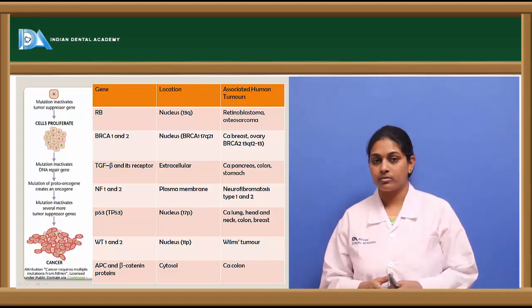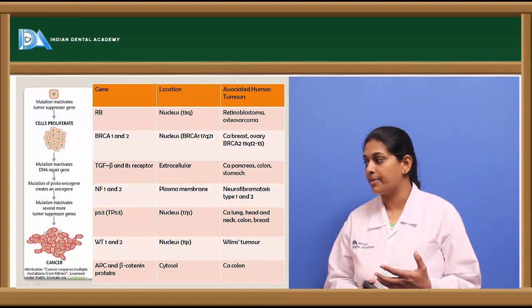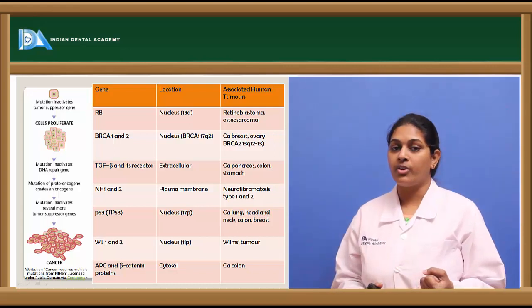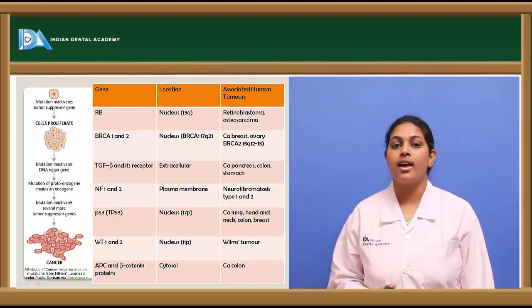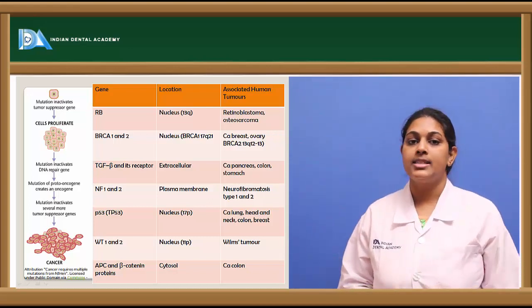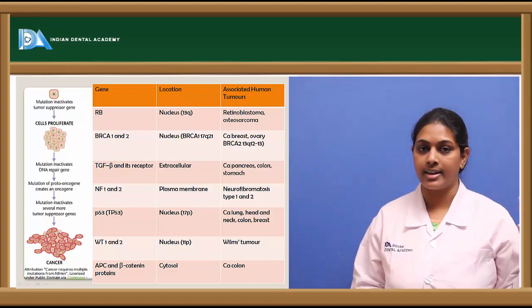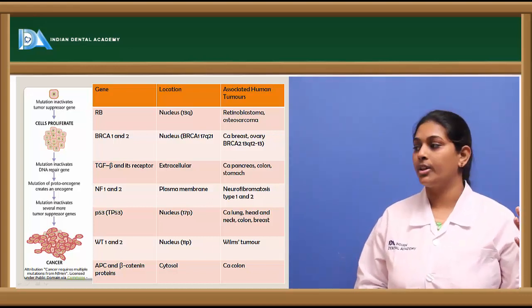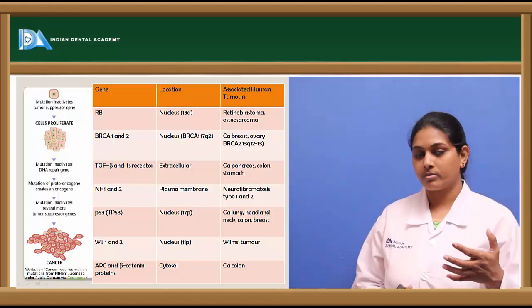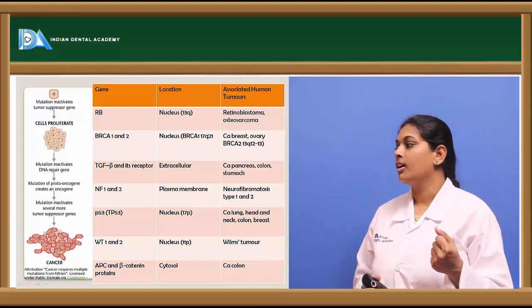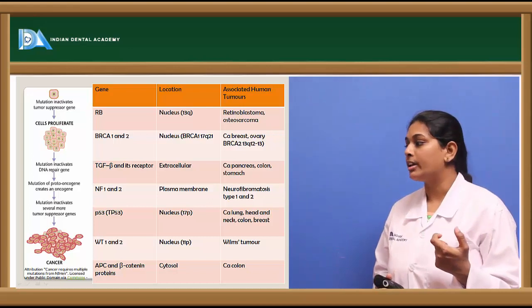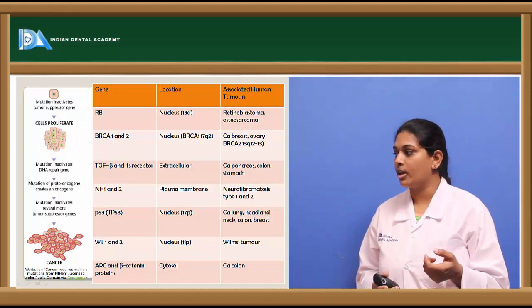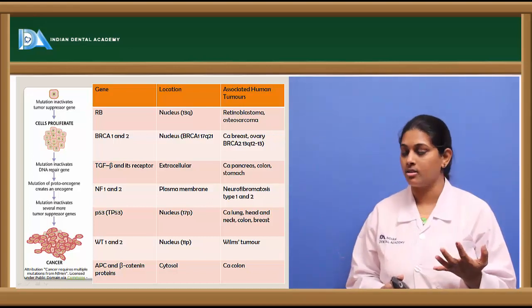Coming to the next set of tumor suppressor genes, they are the transforming growth factor beta and its receptor. They are present extracellularly, since they are growth factors which carry signals from outside the cell to the receptors inside. Mutations of transforming growth factor beta are usually seen in carcinomas of the pancreas and colon, or otherwise stomach cancers.